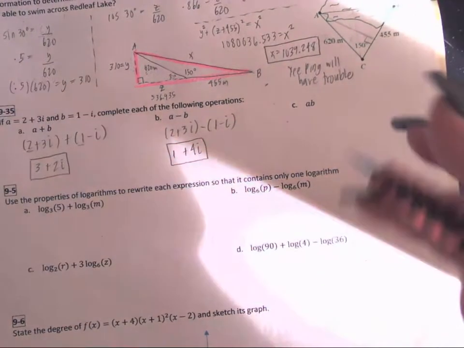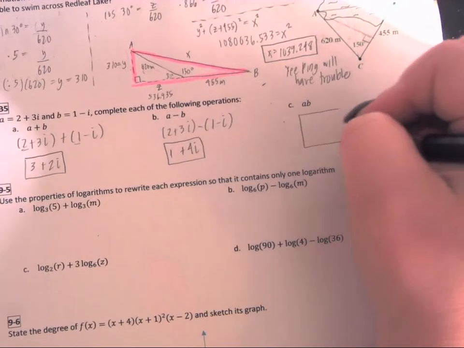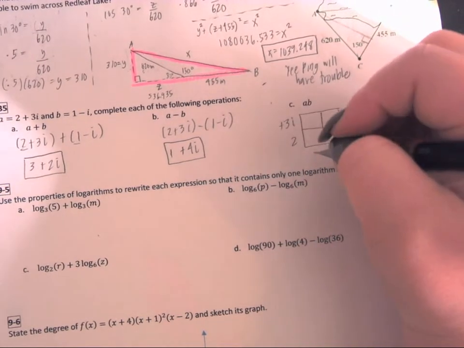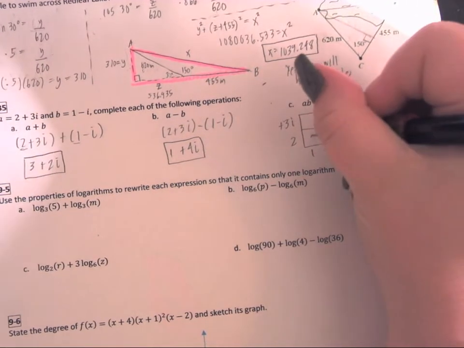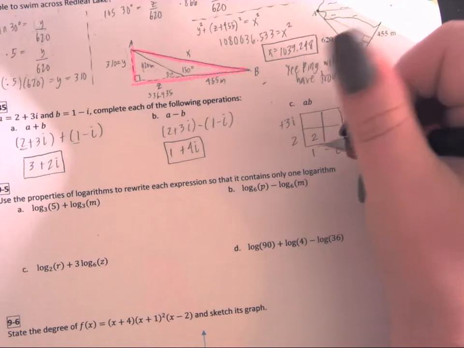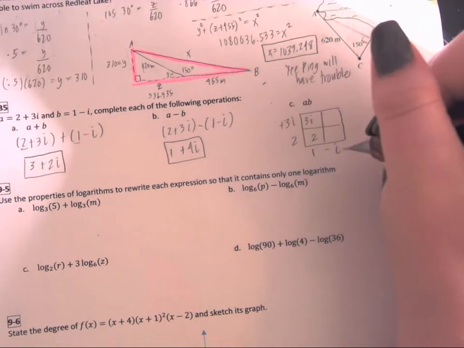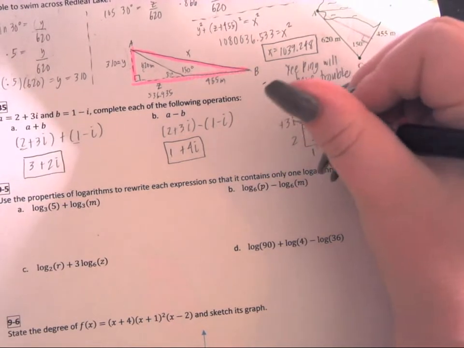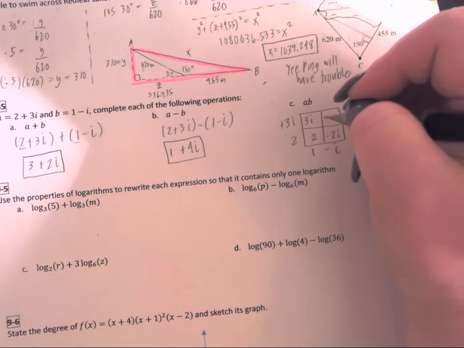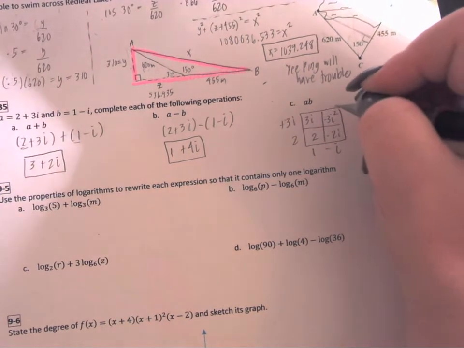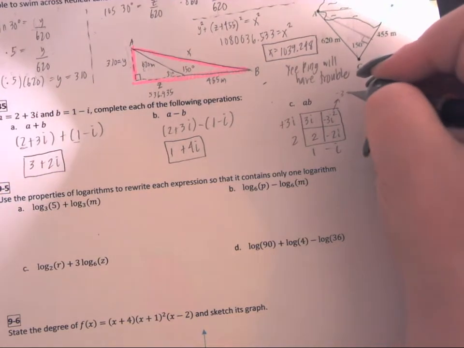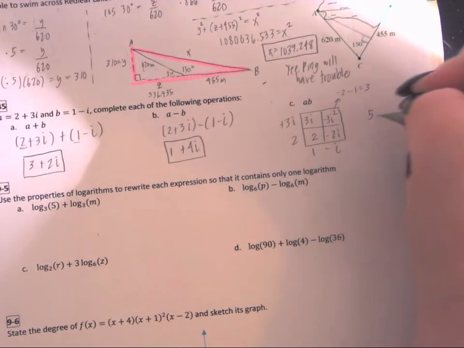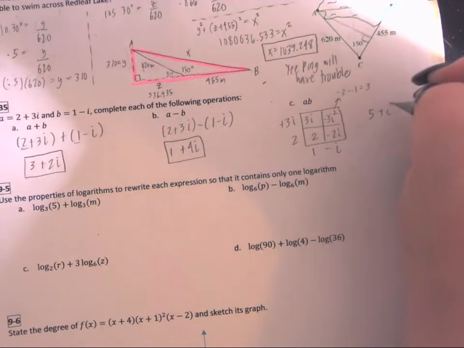And then a times b, right, you want to do an area model for that. So 2 plus 3i, 1 minus i. So then that's 2 times 1 is 2, and then 1 times 3i is 3i. 2 times negative i is negative 2i. And then 3i times negative i is negative 3i squared, which is negative 3 times negative 1, which is 3. So then you add the like terms. So 2 plus 3 is 5, and then 3i minus 2i is just i.